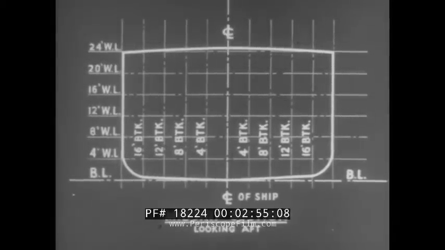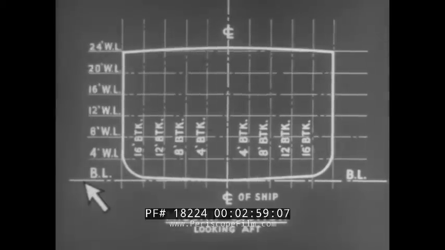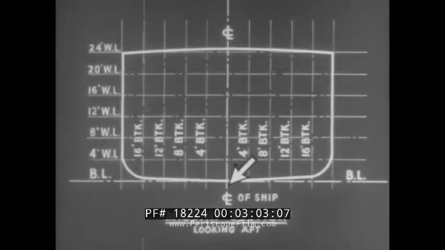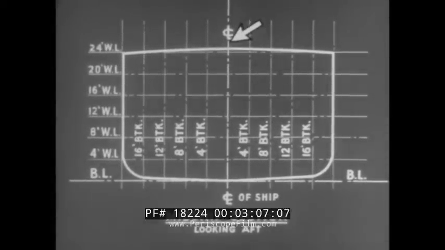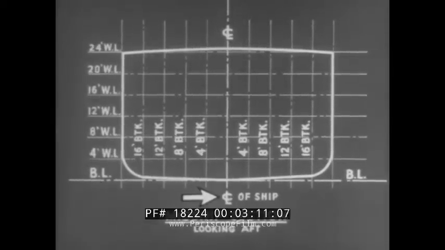On a blueprint, viewing the ship head-on, this line would indicate the baseline, and this, the center line. Note the symbols BL and CL.